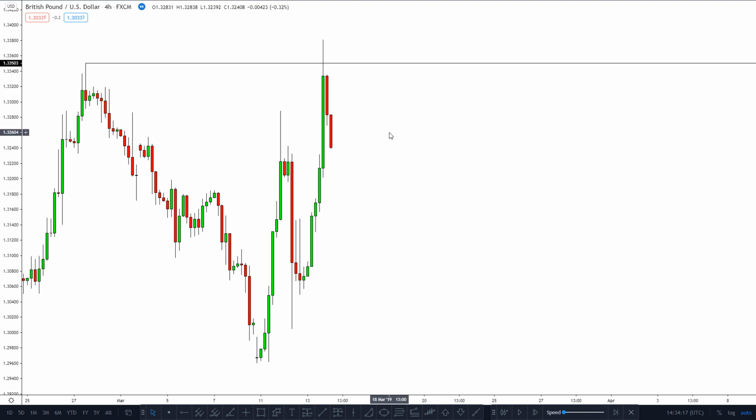That's exactly what happened in here. As soon as price hits the major high level highlighted by the horizontal line, a lot of buy stop orders from retail breakout traders were triggered.